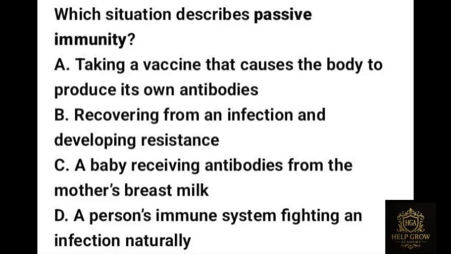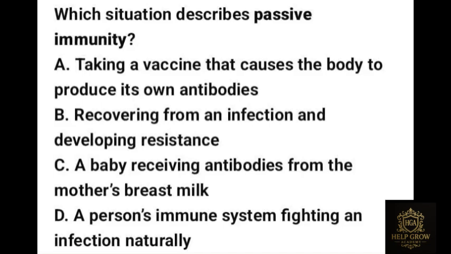Question 6 says, which situation describes passive immunity? Option A, taking a vaccine that causes the body to produce its own antibodies. B, recovering from an infection and developing resistance. C, a baby receiving antibodies from the mother's breast milk. D, a person's immune system fighting an infection naturally. The correct option is option C, a baby receiving antibodies from the mother's breast milk.